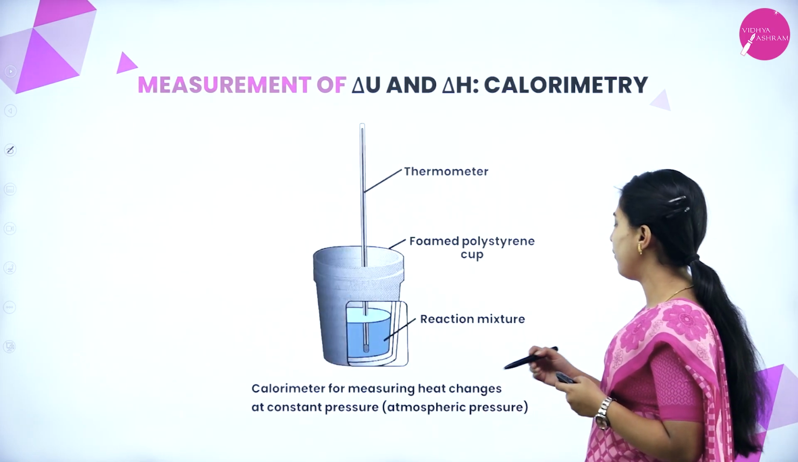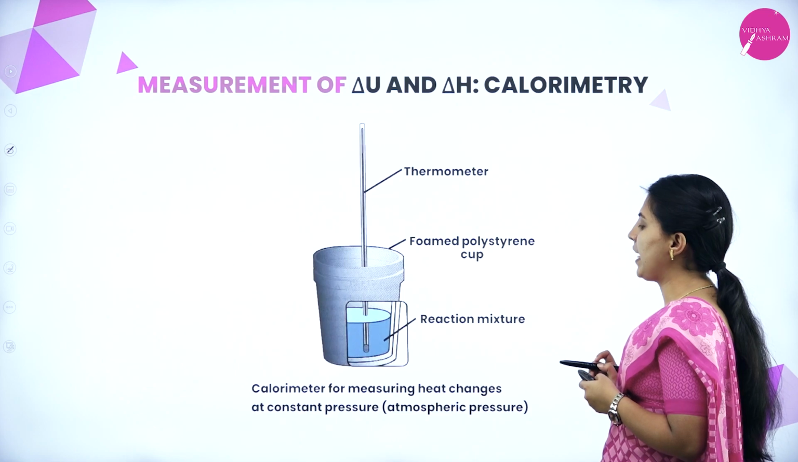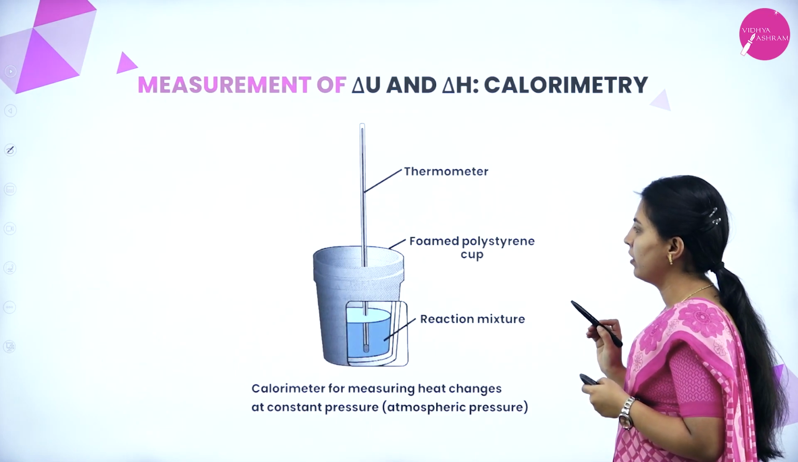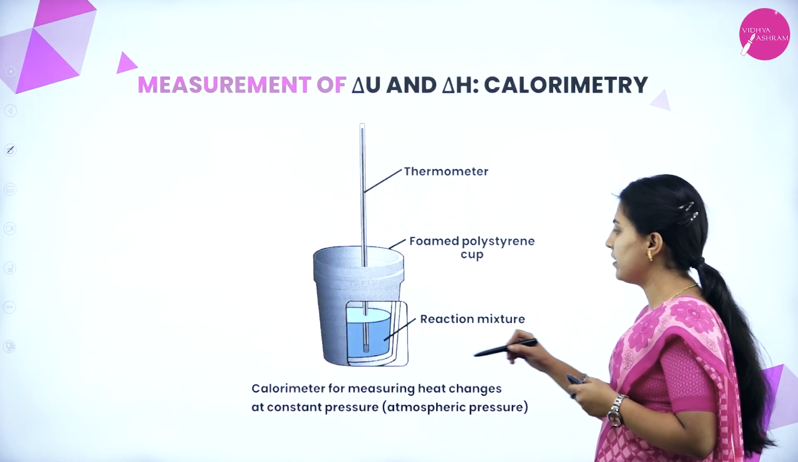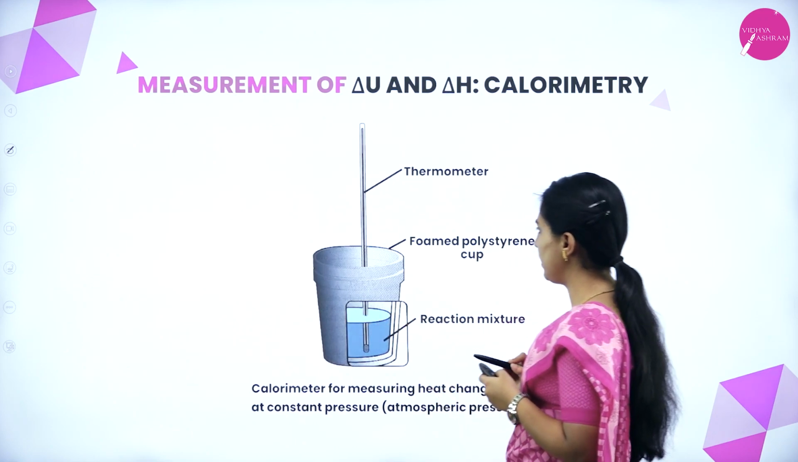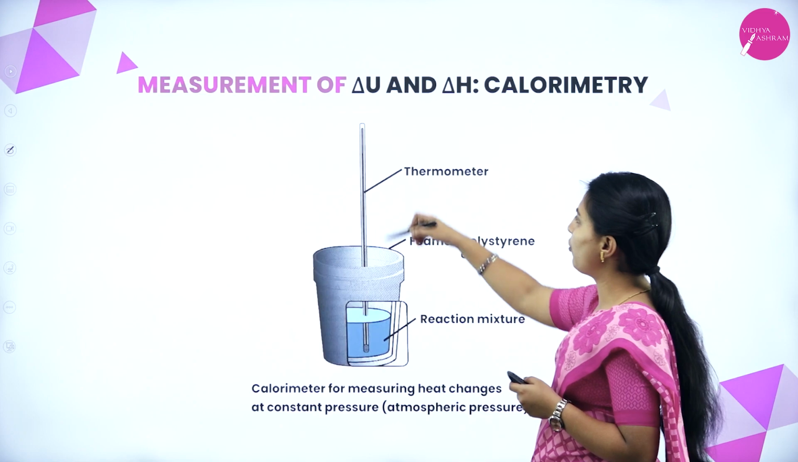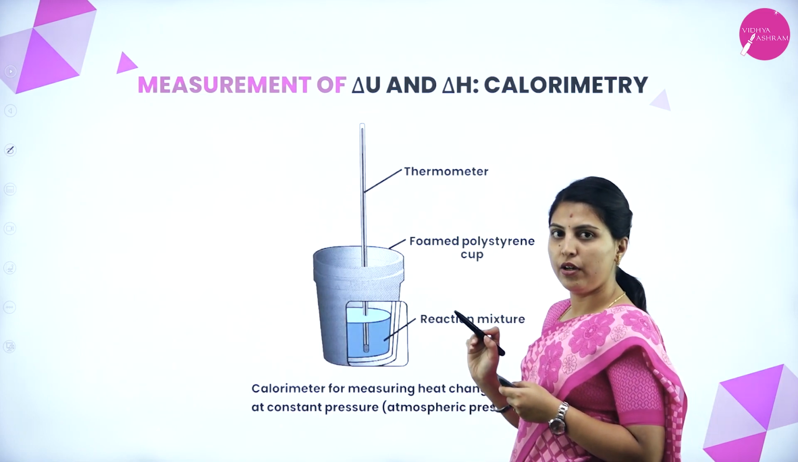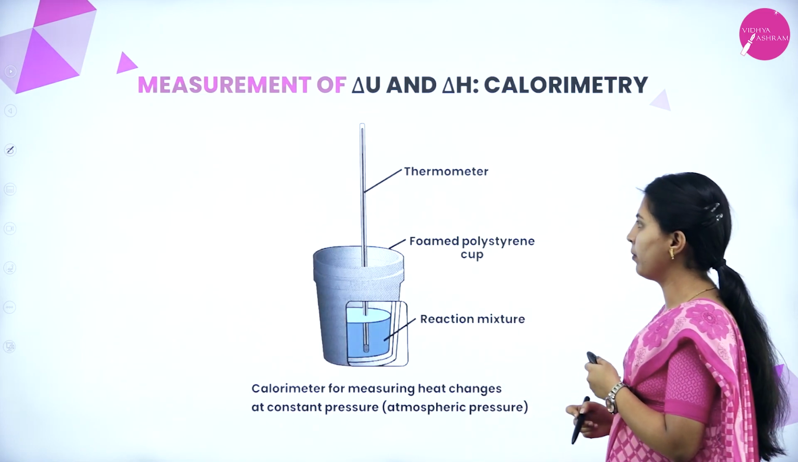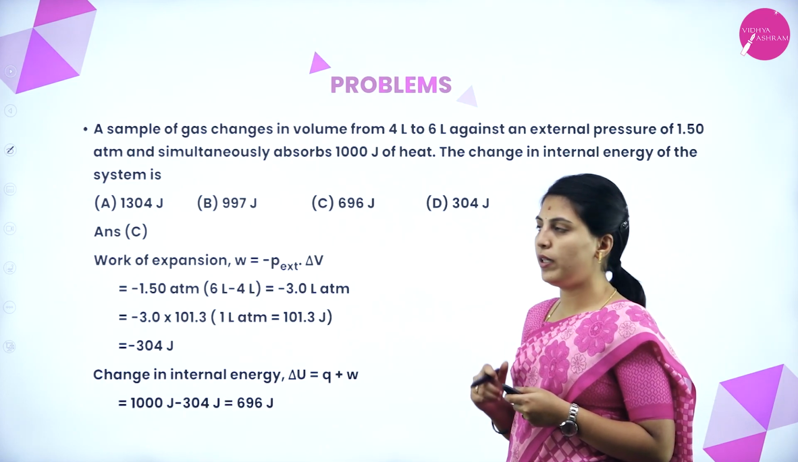This is a calorimeter for measuring heat changes at constant pressure. This is also a calorimeter. This is the reaction mixture, whatever is inside, in a polystyrene cup. This is a thermometer to measure how heat is evolved or absorbed. Next, some problems.